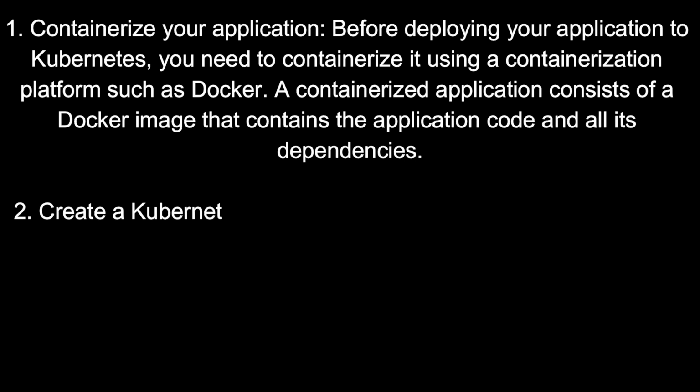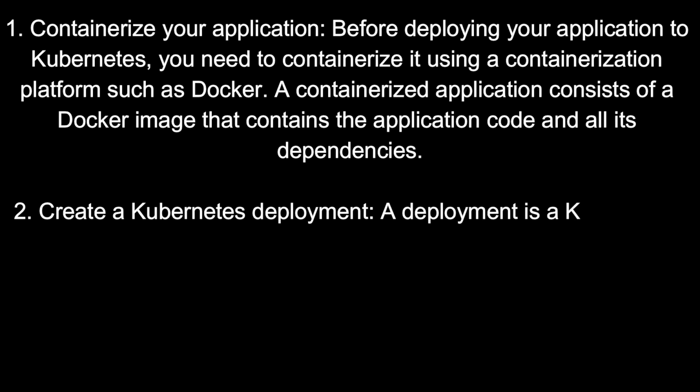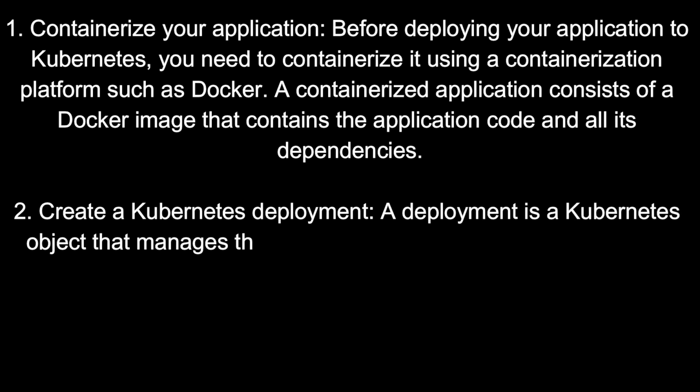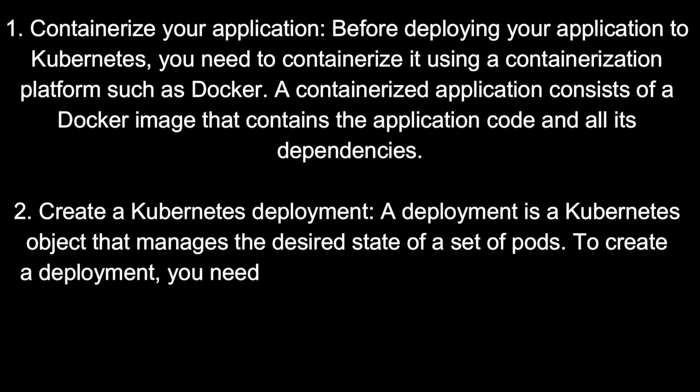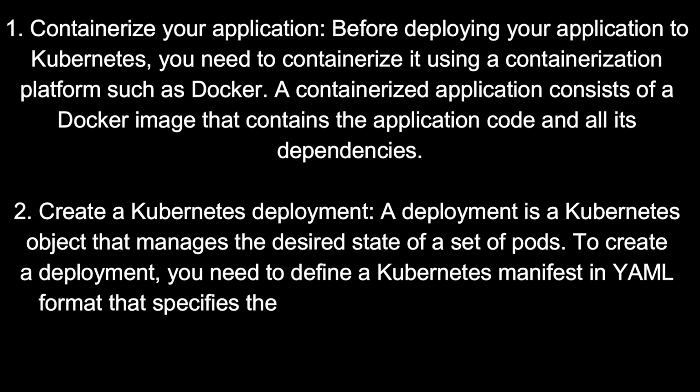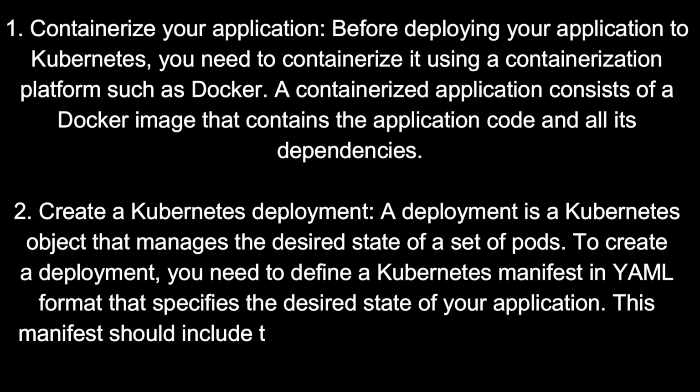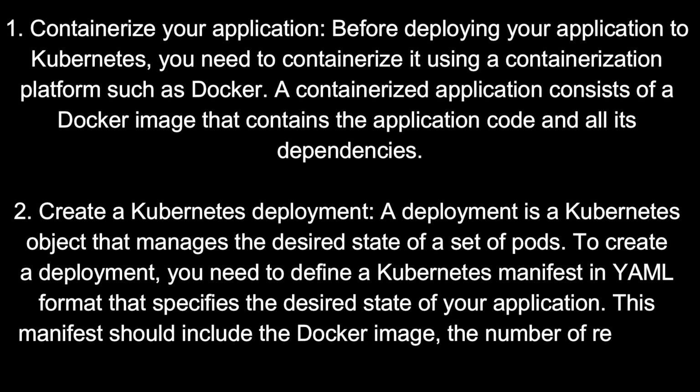2. Create a Kubernetes deployment. A deployment is a Kubernetes object that manages the desired state of a set of pods. To create a deployment, you need to define a Kubernetes manifest in YAML format that specifies the desired state of your application. This manifest should include the Docker image, the number of replicas, and other configuration options.